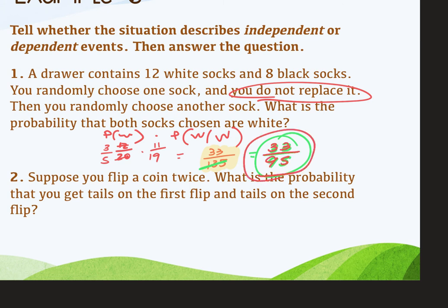All right. So are the two flips dependent or independent? Independent, right? So what's the probability you get a tails the first time? 1 out of 2. Probability you get it the second time? 1 out of 2. So 1 out of 4. Questions on those?